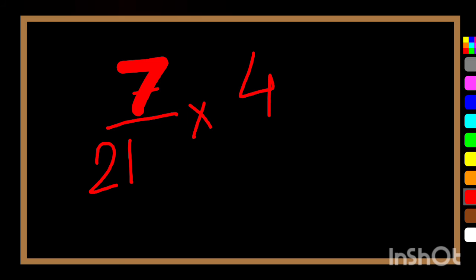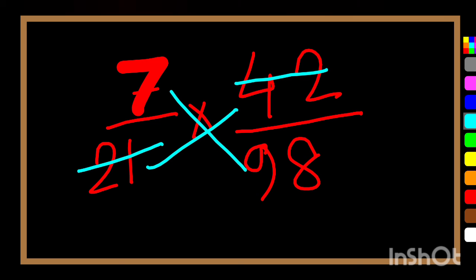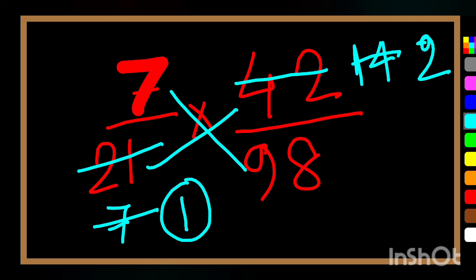Now suppose take the example of this one. Now what will you do? See, as I said, first we will check the diagonal numbers. Here it is 21 given, here it is 42 given. Both of them can be reduced by 3. Okay, so let's reduce them by 3. Okay, now it is coming 7 and 14. Now again it can be reduced by 7 itself. So we are getting here 1 and here 2.